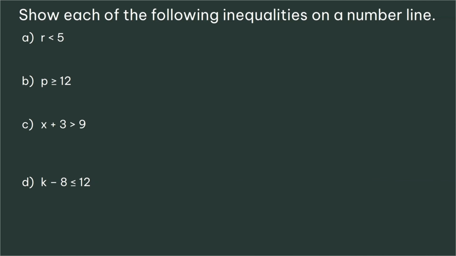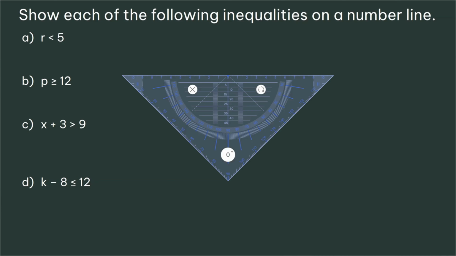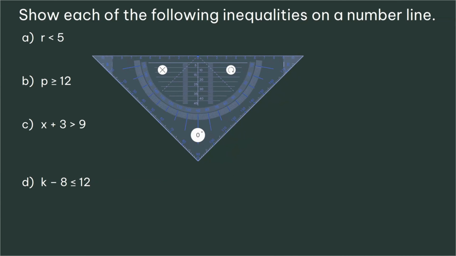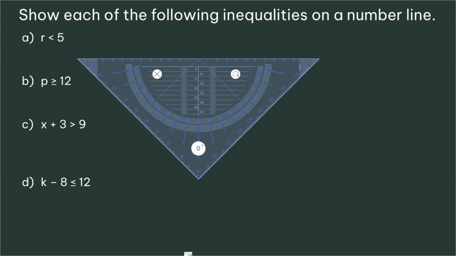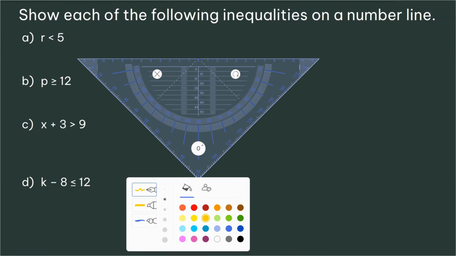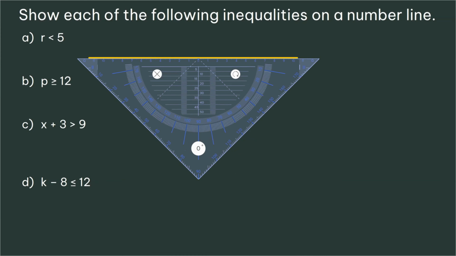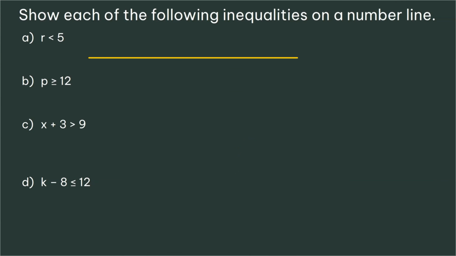Now let's do this simple exercise. There are 4 questions. Show each of the following inequalities on a number line. The first one is r is less than 5. Let's draw a number line here. Let's use yellow. This is yellow.